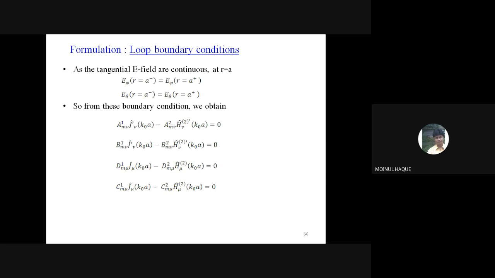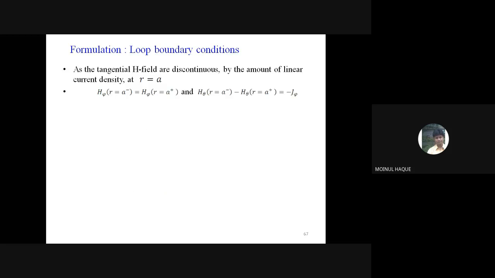Okay, so now we are matching the boundary conditions. At the boundary, that is R equals A, the E fields are continuous. So just applying that, we get the equations below. Some mathematical calculation is obviously there, so I cannot show all those things.